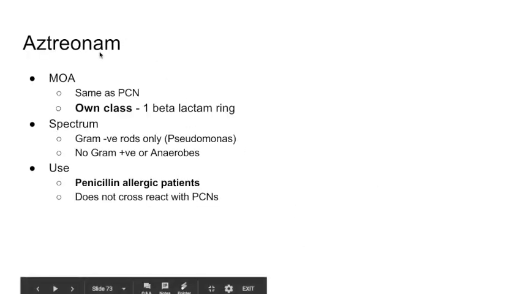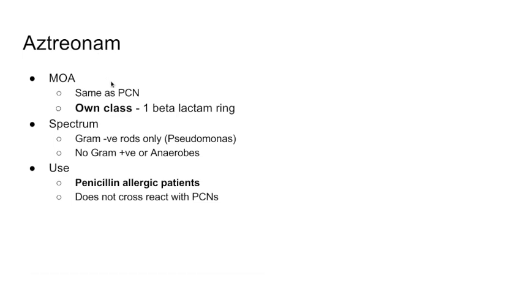Next agent that we're going to talk about is Aztreonam. So Aztreonam is a cousin to the penicillin, but it's a younger cousin. So think of it as the penicillins have 2 beta-lactam rings. The Aztreonam has only 1 beta-lactam ring.